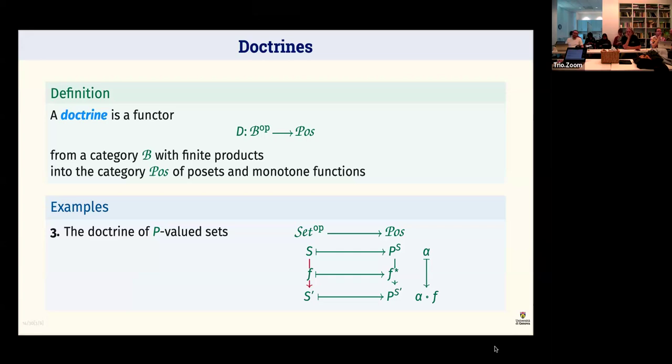Another example. This is fun to work with. Take a poset P and think of it, I mean, that's the way it was presented to me the first time many years ago, as your collection of truth values instead of 0, 1. And so when you think of properties of a set S, the properties, instead of being possibly true or false, are just possibly a value in P.